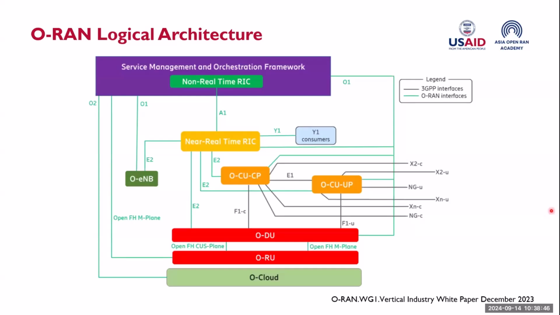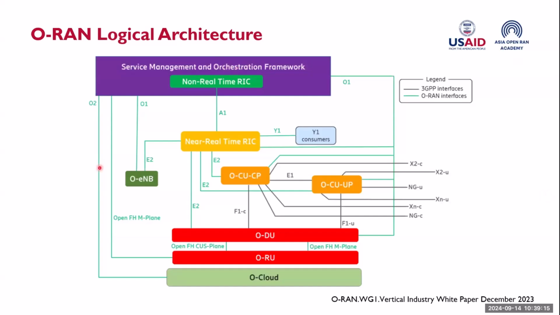So the E2, where's the E2? So these are the E2 nodes. You will see the E2 nodes here, E2, E2, E2. So this is the logical node that terminates the E2 interface. We are saying these are the E2 nodes. And then we have the near real-time RIC.